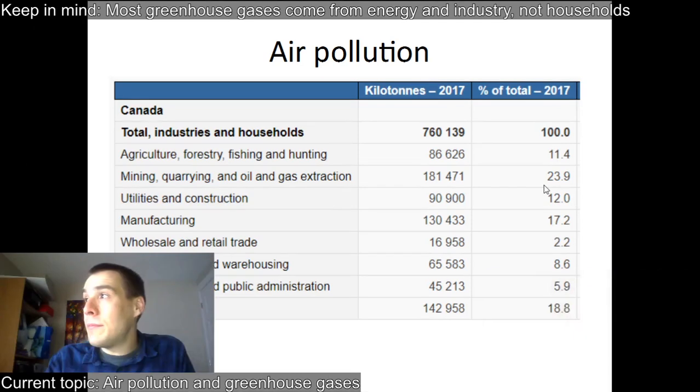So if I move my stuff over, the biggest piece of the pie is mining, quarrying, and oil and gas extraction at 24%. Utilities and manufacturing together come to about 30%. So more than half of our greenhouse gas emissions as a country is heavy industry, right? Utilities, construction, manufacturing, mining, oil and gas extraction.